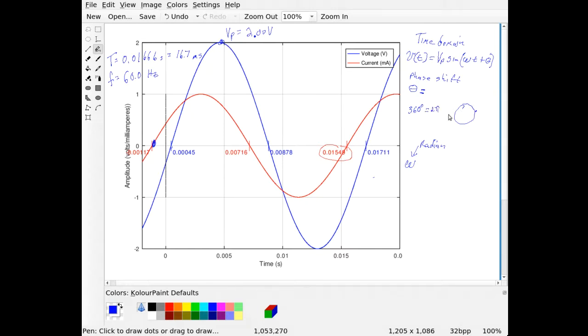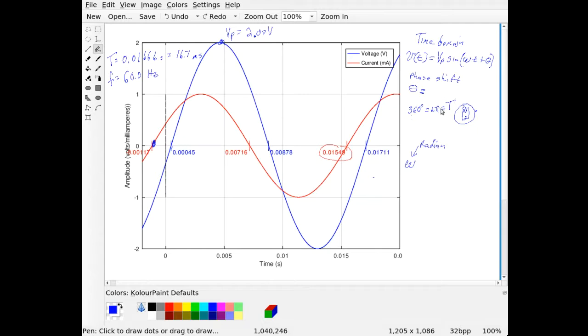Okay, so the distance around the circle is 360 degrees, or 2 pi radians. Now, think about the sine wave. You've got this magnet inside here rotating around, and it takes a certain amount of time for it to rotate around. The amount of time it takes to rotate around is that period. So one complete rotation is 360 degrees, 2 pi radians, or the period of the waveform. All three of these describe one complete rotation.